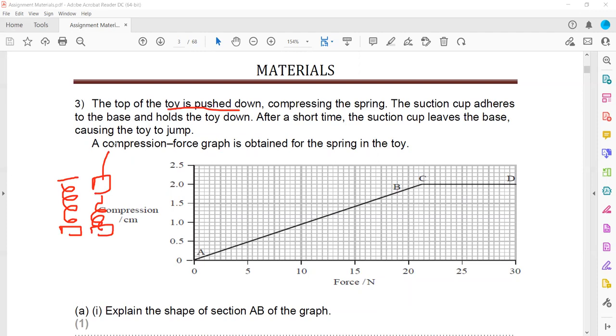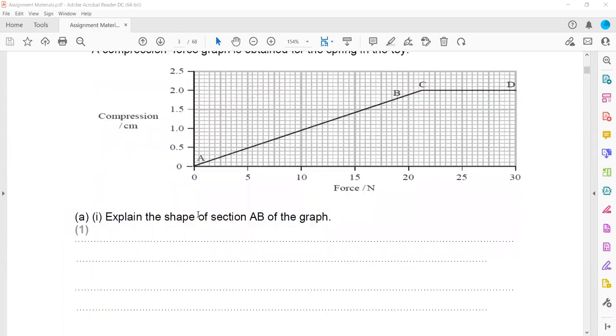After a short time, the suction cup leaves the base, causing the toy to jump. The compression force graph is obtained. This is the compression which is done. Compression means a decrease in length. So the maximum decrease in length is still 2, and after that, by applying a force, we are not able to compress much.